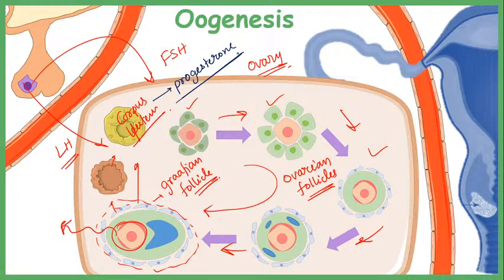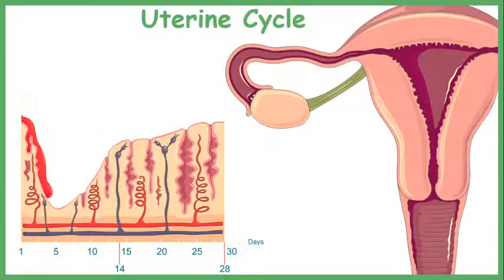Are we clear till this? Now let's move forward. Now let's come to the uterine cycle or the menstrual cycle. Menstrual cycles are mostly of the duration of 28 days. Mostly females have a menstrual cycle of 28 days, and that's why it is known as a monthly cycle. Some females get it for 30 days, 26 days, 32 days, but the average is 28 days.